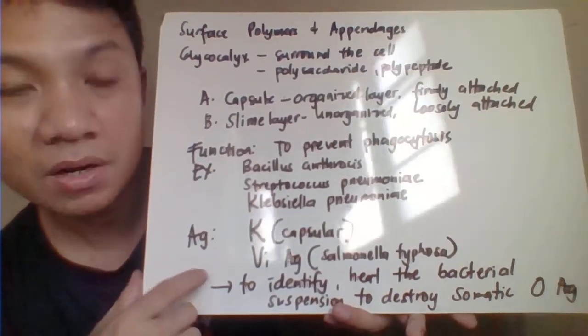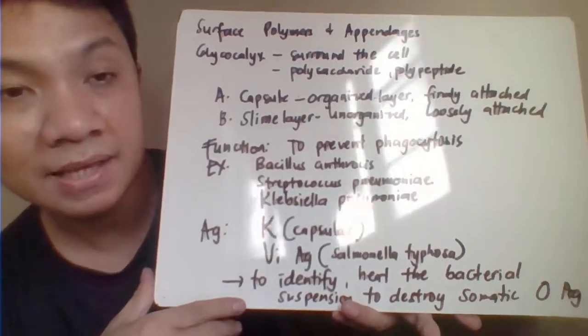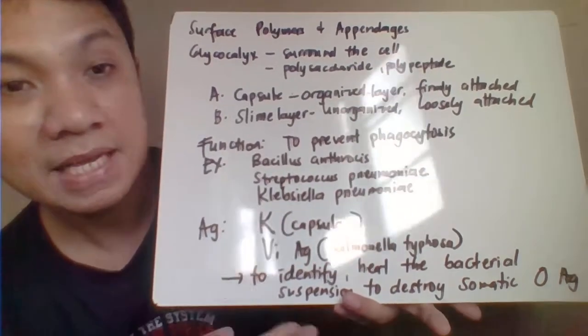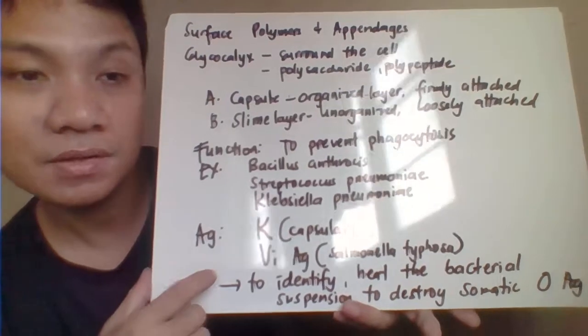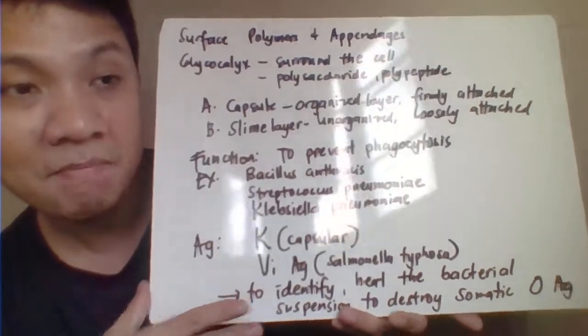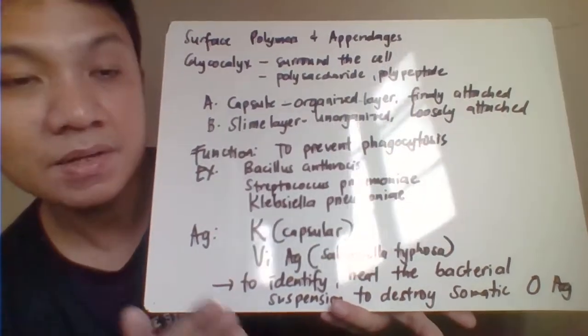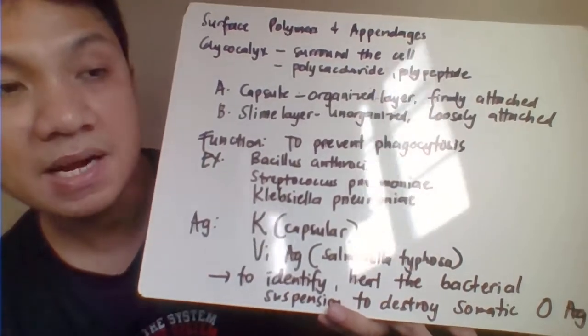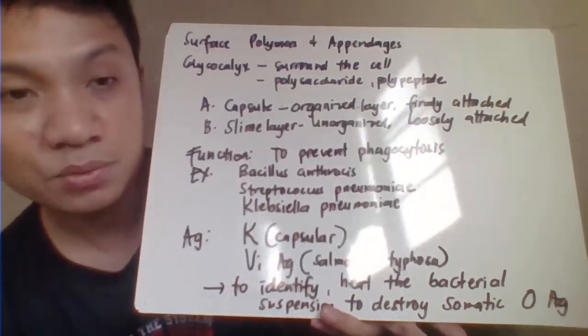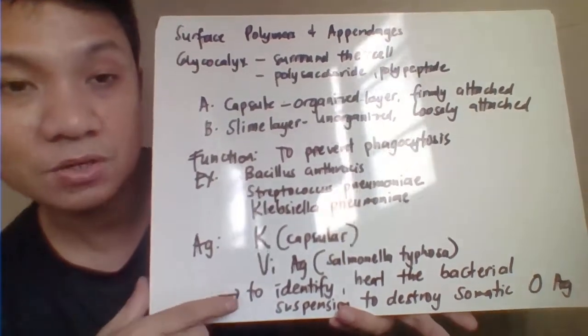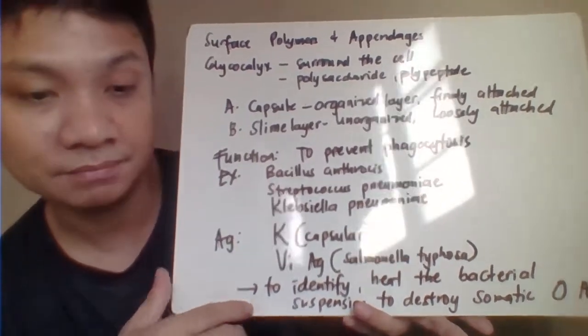So when you're doing the serological testing, our procedure here is to first heat your bacterial suspension, your sample, in order to destroy the somatic antigen so that the capsular antigen is exposed. So if your bacteria, for example, have the capsular antigen, it will really be exposed and it will give a positive reaction with your serological testing.